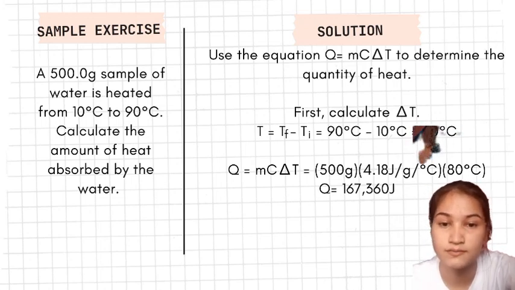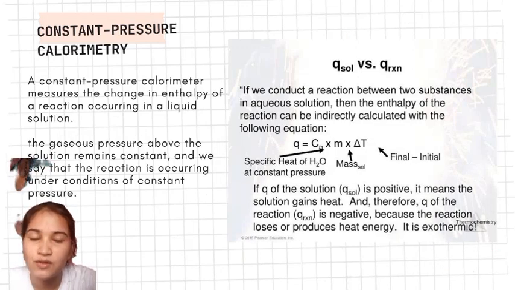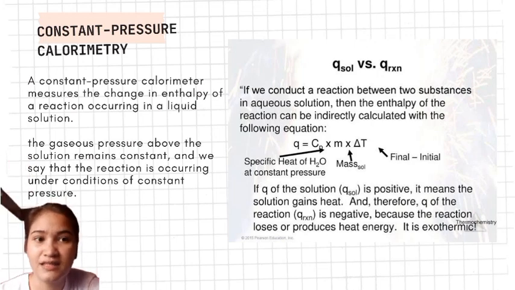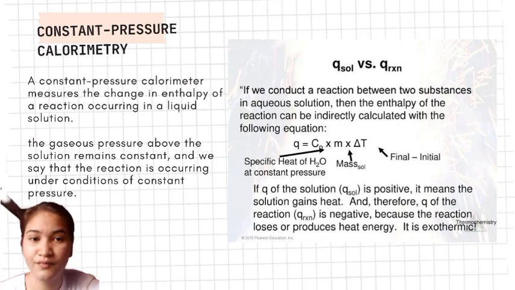167,360 joules. Constant pressure calorimetry is the way we can measure delta H for a chemical reaction. Here, we first need to calculate the heat of the solution by using the formula Q solution is equal to mass of the solution times the specific heat of the solution times delta T. Once we know the amount of heat that is absorbed by the solution from the reactants as they get converted into products, we can now find the heat of the reaction. All of the heat that was absorbed by the solution is the amount of heat that's released by the reactants as they turn into products.